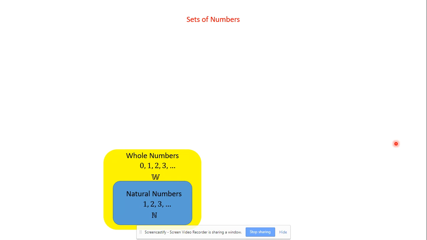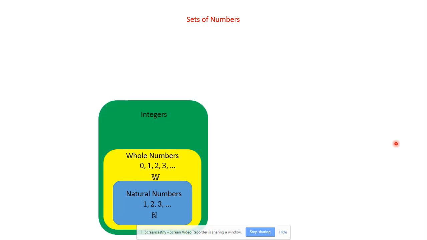Next up, we're going to add in the negatives, and that gives us what are called the integers. The integers are defined as the whole numbers and their opposites, the opposites being the negative numbers. So notice we still don't have any kind of decimals or anything, but we have all the positives and all the negatives of the whole numbers.